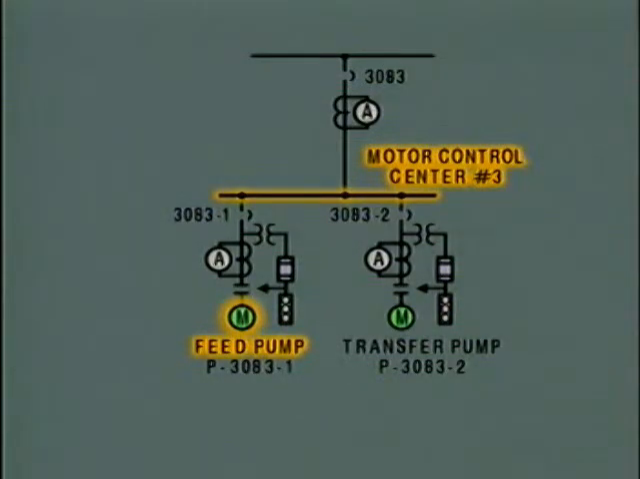However, the motor control center also feeds the transfer pump motor. We must isolate the feed pump motor in such a way that the transfer pump can continue to operate. By tracing the power path back from the feed pump motor, we can find the breaker that's used to isolate the feed pump motor circuit. Opening this breaker isolates the feed pump motor while the other motor in the system remains energized.